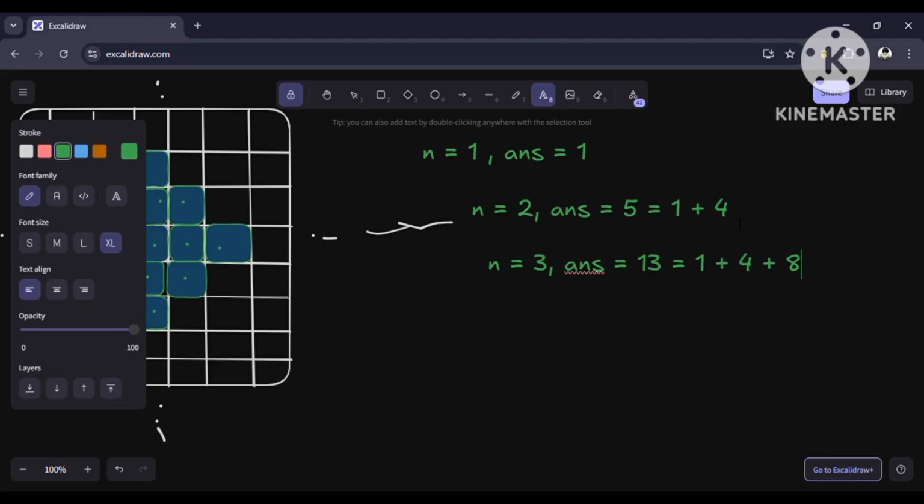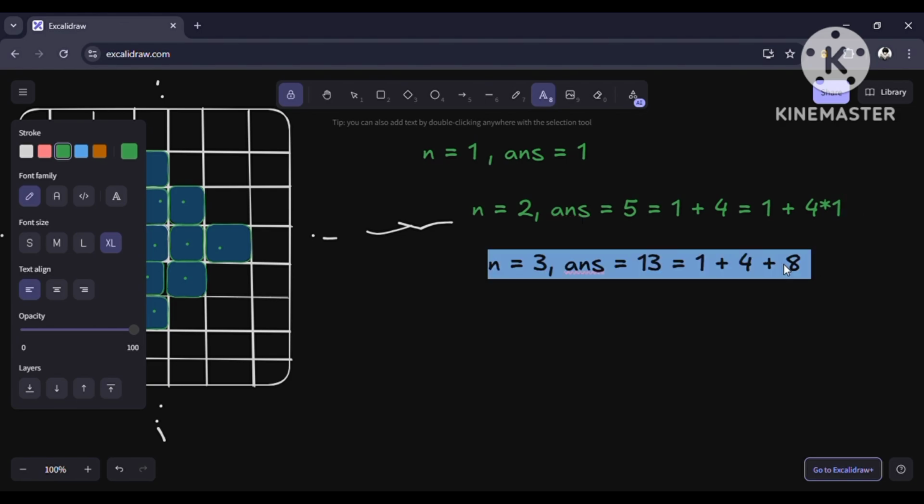You can see that, and I can write this 1 plus 4 like this. I can make a pattern here like 1, that means the previous answer, plus 4 multiplied by n minus 1. Here n is 2, so I will multiply it by 1. You can see this and this are equal. So here also I can do the same.